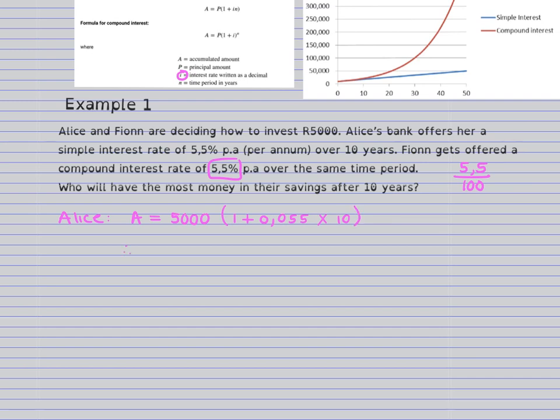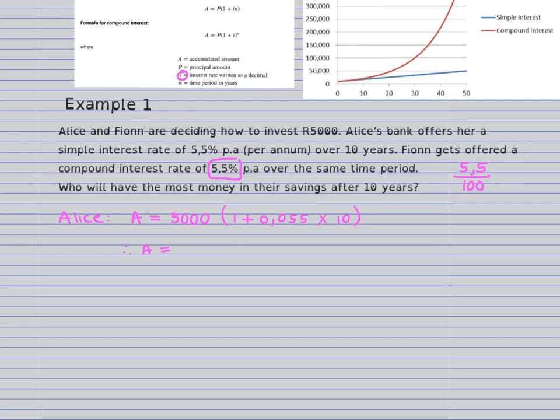So remember that with simple interest, you're going to be earning the exact same amount of interest every year. It's not going to grow over time. Obviously the accumulated amount will grow over time, but the interest will remain the same. So into my calculator, I just plug this in.